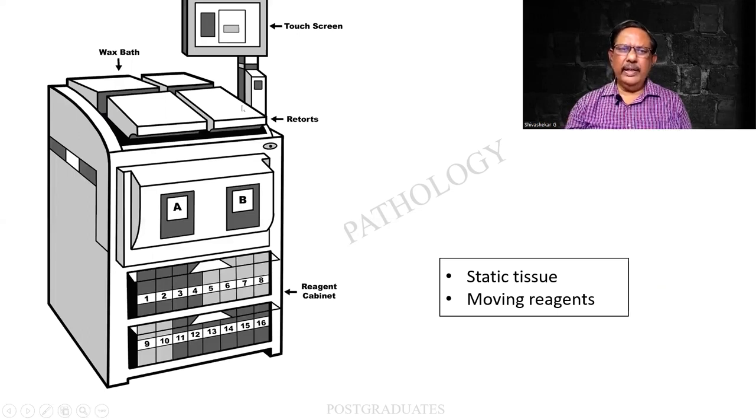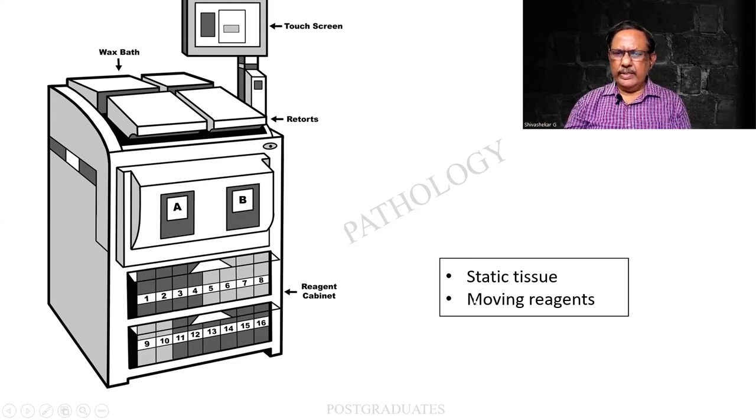If you cannot understand, again see this. So there can be a slight variation. In this picture, they show that there is a wax path over here, whereas in our laboratory, it is over here. So there are two things here, and there are the various retorts by which we can be filling them. This is the master screen by which we will be able to manipulate and change. It's a touch screen by which you can operate, just like your cell phone. And these are the various reagent cabinets from which we will see how it goes into the tissue as such.